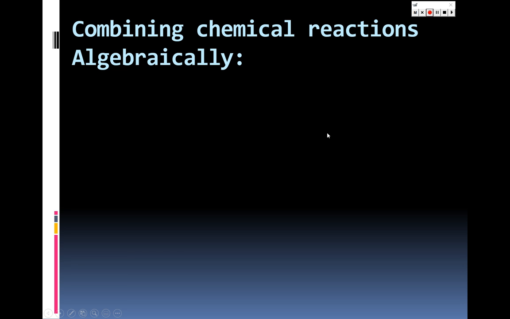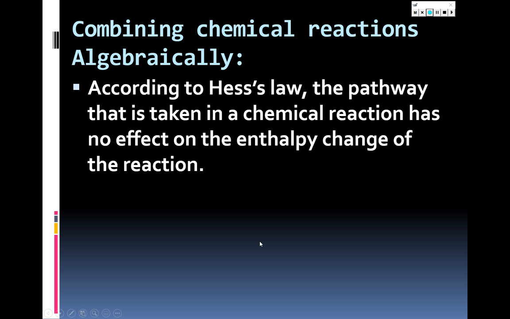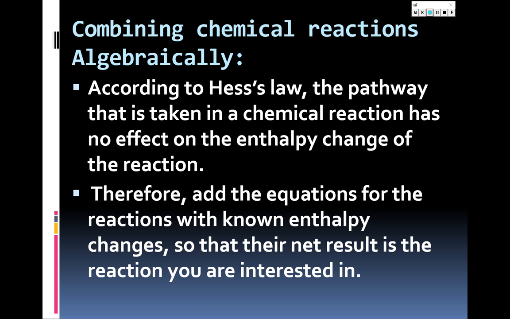Okay, so when you combine chemical reactions, what kind of math are you going to do? There are two rules we have to follow. With Hess's law, the pathway we get there is independent. It doesn't matter. However, we have to follow some rules. We are going to add the equations with known enthalpy changes. If we have to manipulate the equation, then you just have to make sure you follow the two rules for the algebra.